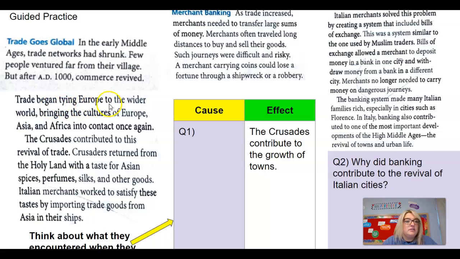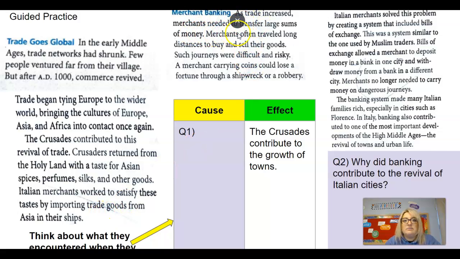Trade began tying Europe to the wider world, bringing the cultures of Europe, Asia, and Africa into contact once again. The Crusades contributed to this revival of trade. Crusaders returned from the Holy Land with a taste, or an interest, for Asian spices, perfumes, silks, and other goods. Italian merchants worked to satisfy these tastes by importing, bringing in, trade goods from Asia in their ships.